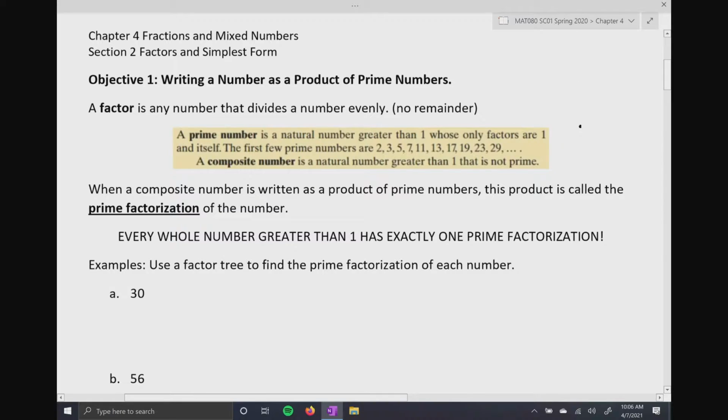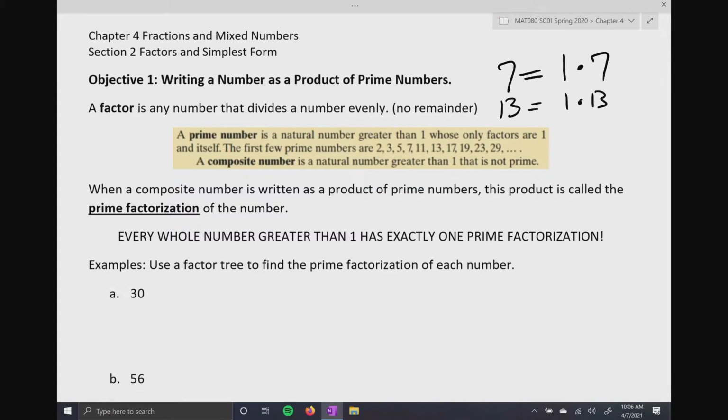Here's what we're saying. If I were to look at the number 7, notice that the only two numbers that I can multiply to get 7 are 1 and 7. That's it. There are no other numbers that I can multiply to get that. Same thing occurs with 13. The only two numbers that I can multiply to get 13 are 1 and the number itself.